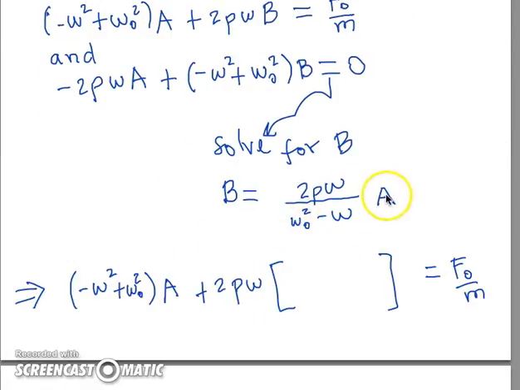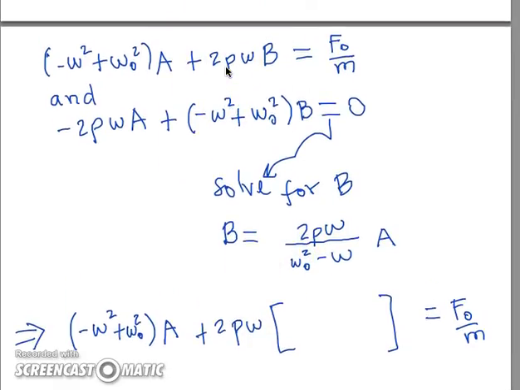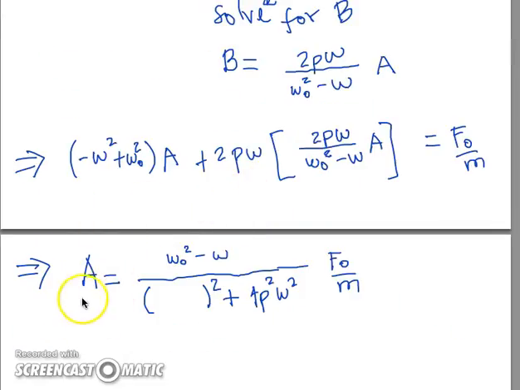So in this case, b can be solved for this expression, and by going back to the first equation, we have a term multiplying a plus 2p omega times b. So now we can substitute that b with the expression 2p omega over omega 0 squared minus omega squared times a. By doing that, we have an equation that has only one unknown a, and we can solve for that unknown. This is a linear equation in a. So we would obtain that a equals an expression that looks like this.